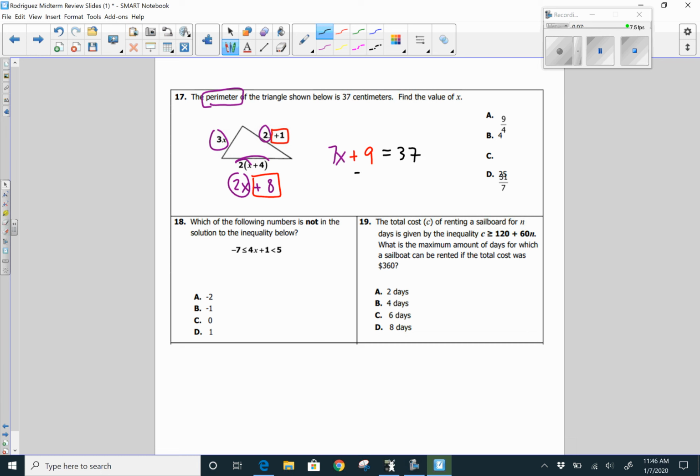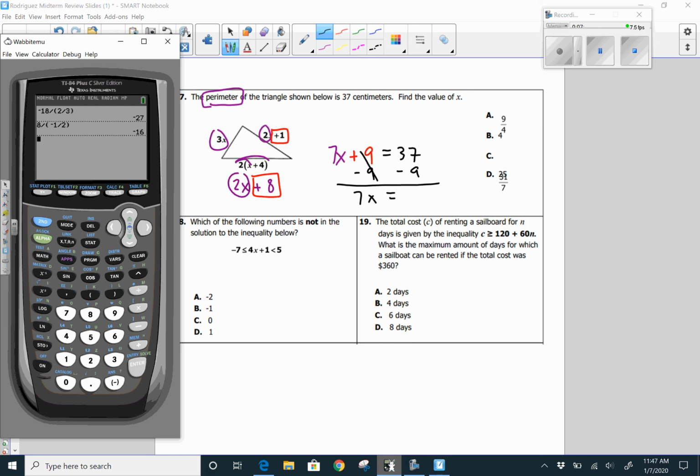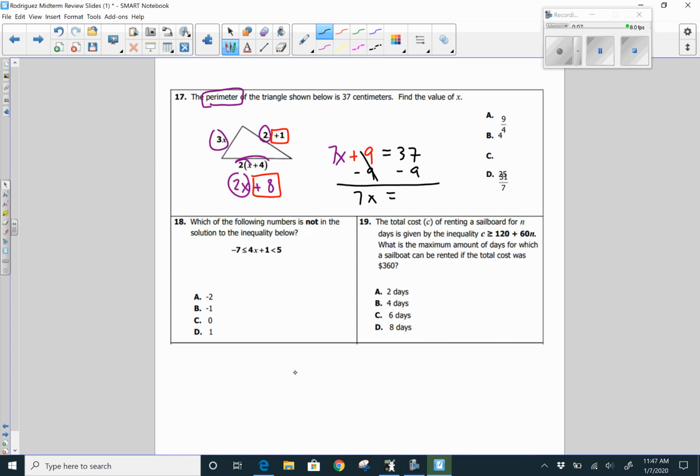So we know how to do this. Subtract 9. So 7x is equal to 37 minus 9. And again, we have our handy dandy calculator. 37 minus 9 is equal to 28. So we have 28. Divide both sides by 7, and you get x is equal to 4. I want to actually see this on your paper, okay? This shouldn't just be work that we're doing in our head, all right?